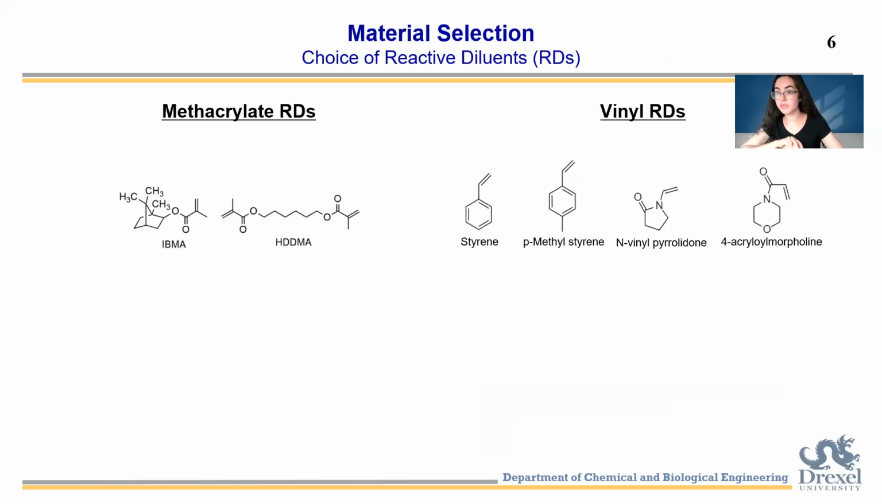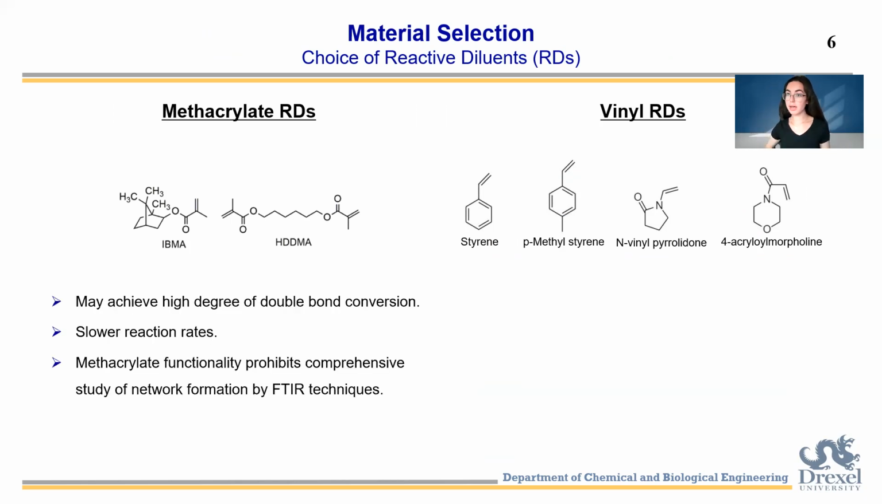There are two main classes of reactive diluents that are used in vinyl ester systems. Methacrylate reactive diluents are often used in dental applications. These systems do achieve high degrees of double bond conversions, but they do have slower reaction rates. And the methacrylate functionality on everything within the system prohibits comprehensive study of network formation by spectroscopy techniques. So one is not able to draw very good structure property relationships within these sorts of systems.